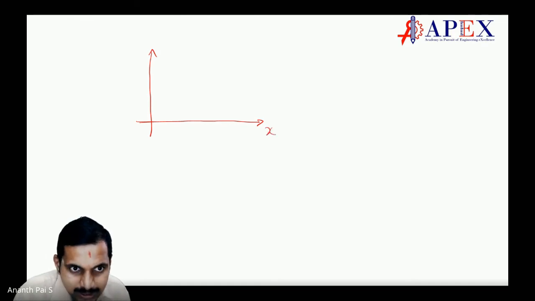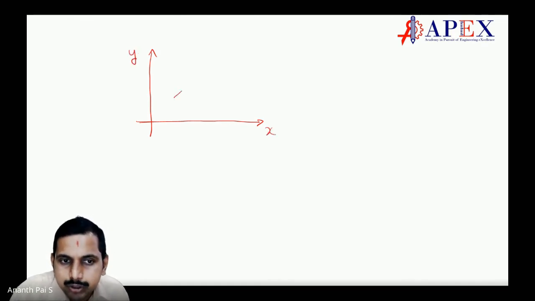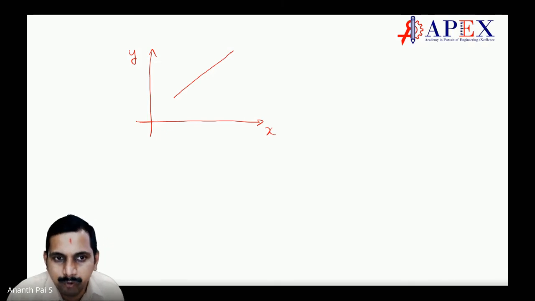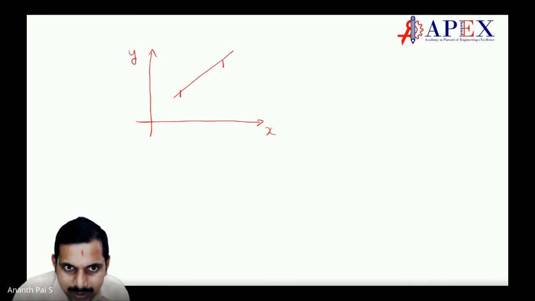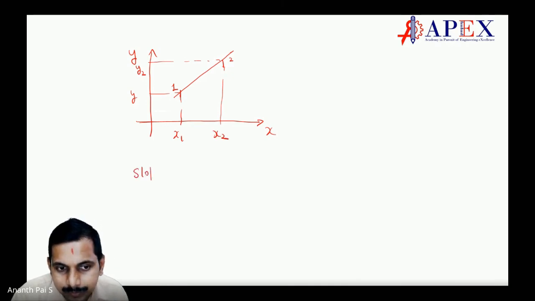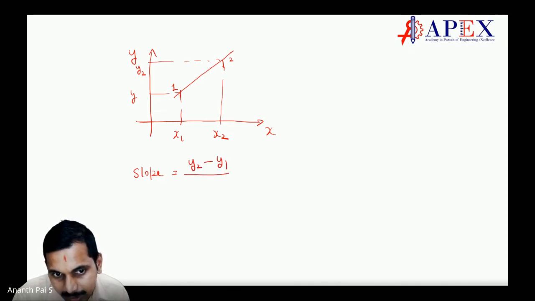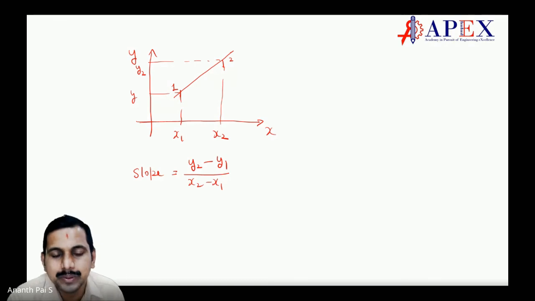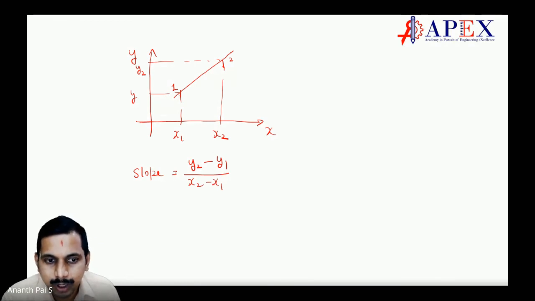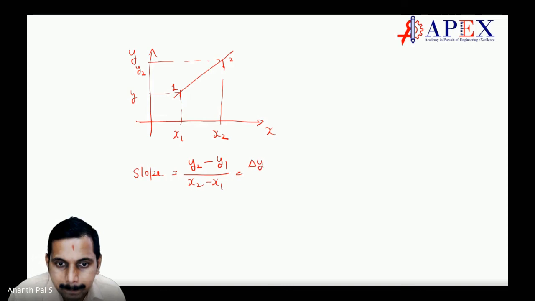Okay, X, Y. Now, if you have a slope like this, it is positive slope. Why? Because if you consider this is y2, this is y1, this is x1, this is x2. What is slope? Slope of this line is y2 minus y1 divided by x2 minus x1. Correct? Always slope is delta y by delta x. Agreed?